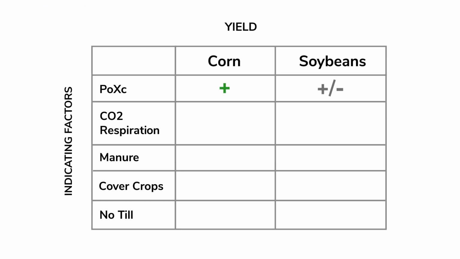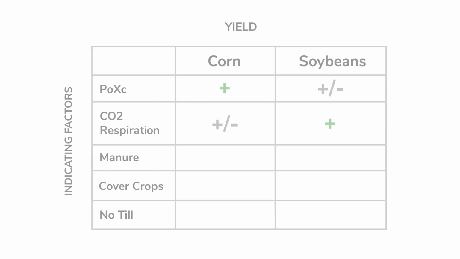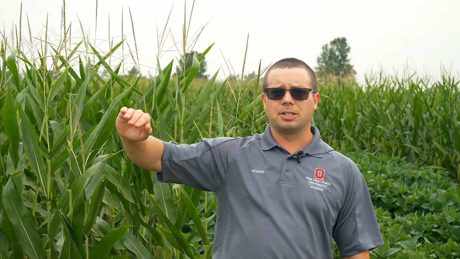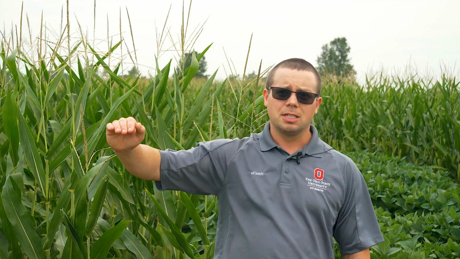Soybeans is fairly flatlined to POXC. On the other hand, soybeans have a positive correlation to CO2 respiration. Corn just kind of hangs out with CO2 respiration, either positive or negative, maybe slightly positive to more respiration. But soybeans really ramp up and you see a yield increase from increased CO2 respiration. Well, soybeans don't need nitrogen because they're going to make their own, so no relation to POXC makes sense there.